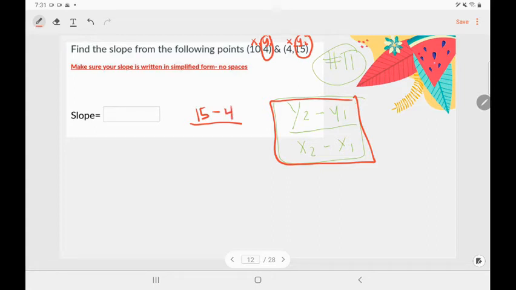Now I go to the bottom of my fraction. x2 is associated with also the number 4 from the second point. And then I put a minus sign because this includes a minus sign. x1, so minus 10. And I simplify. 15 minus 4 is 11. 4 minus 10 is -6. And I asked myself, can I simplify this at all? Well, 11 and 6 have no common factors. So I'm going to leave this as my final answer.